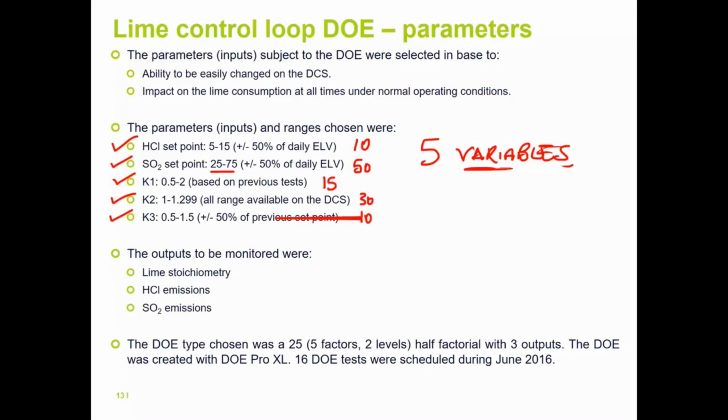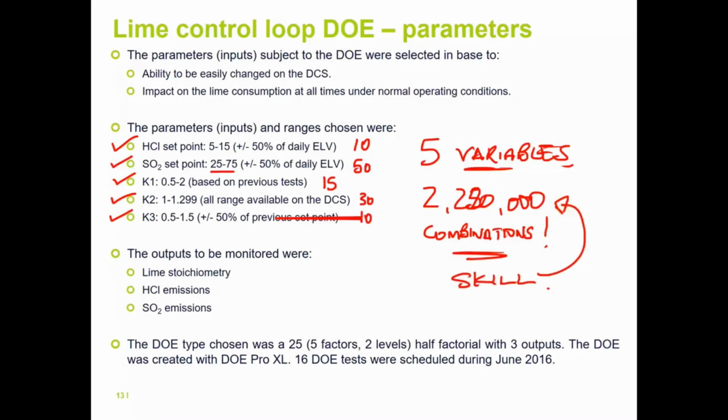Now, if you multiply those values together, 10 times 50 times 15 times 30 times 10, what do we get? We get 2,250,000 combinations. So if you try to optimize this, if you try to use skill to do this, the skilled person has to understand the best settings out of 2.25 million choices. That is just ridiculous. Now, by the way, the manufacturers of this plant have left them with optimized settings, so-called optimized settings. They've used their skill to do this.